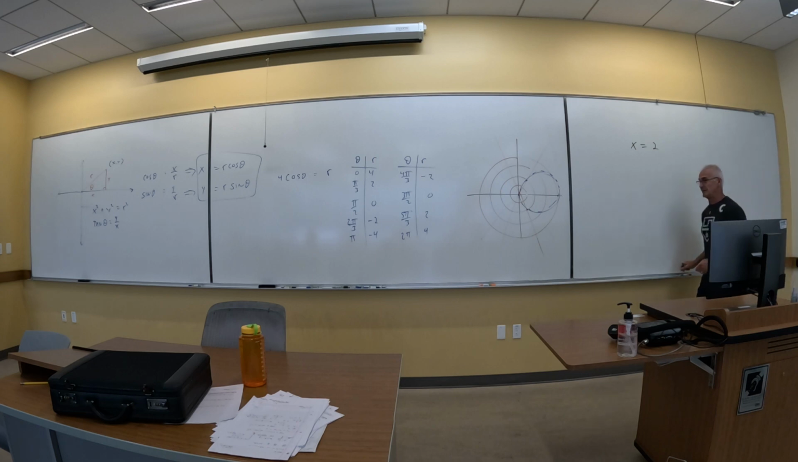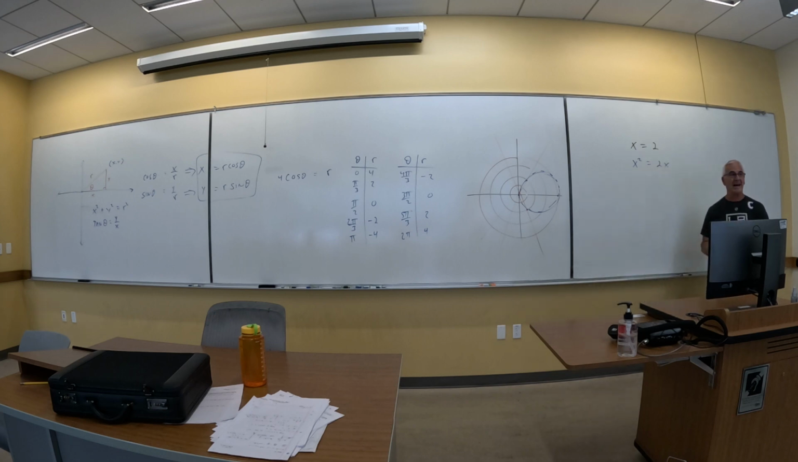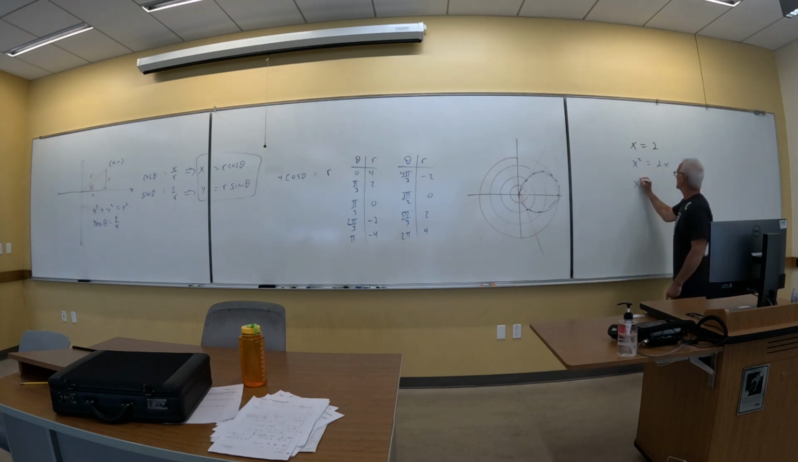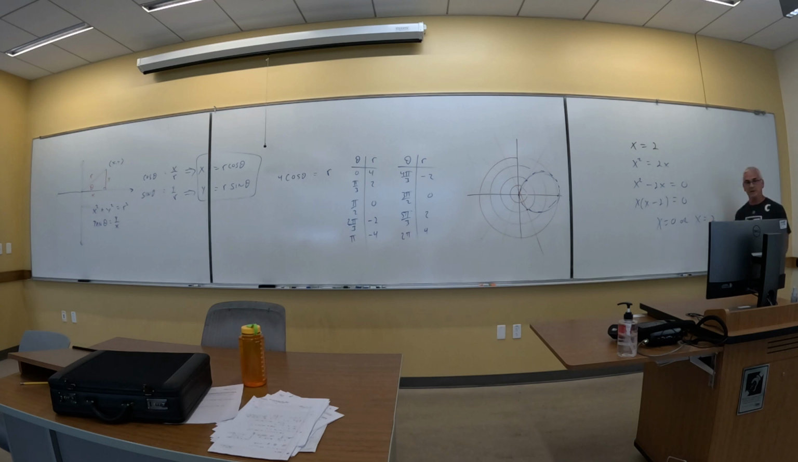So just for the heck of it, let's multiply both sides by x. So then I get x squared equals 2x. Okay, great. Now I'm going to add -2x to both sides. Okay, so I know that's true. Now I'm going to factor. Well, that's pretty easy. So this means that either x is 0 or x is 2. Okay, great. But there's a problem.